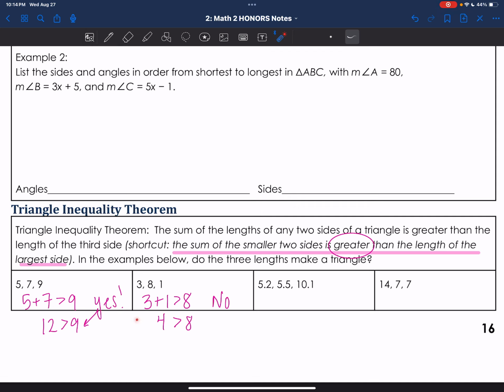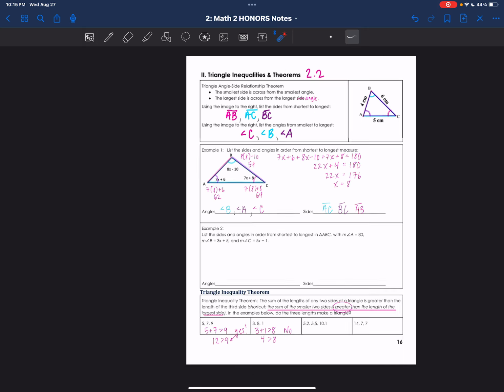So now let's go to the next example. I'm going to take 3 and I'm going to take 1, add them together. Are they greater than 8? 4 is not, so that's no. All right, you're going to try those two, and this one is a trick one, so be careful.